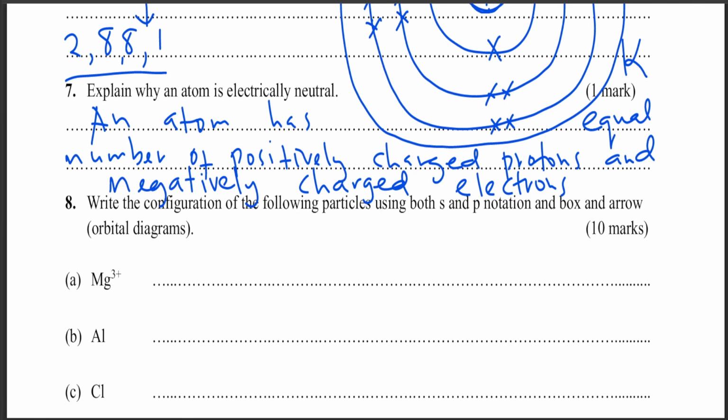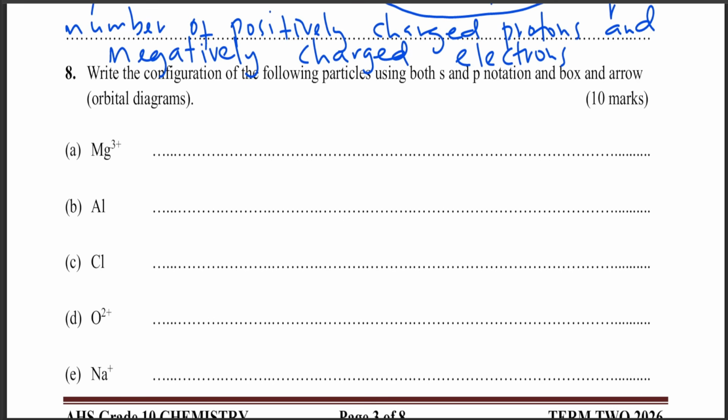Now, question 8. Write the configuration of the following particles using both S and P notation, and box and arrow. That is, they want the orbital diagrams. So now magnesium, what is it? Sorry, magnesium is number 12, meaning 12 protons, 12 electrons. But magnesium 3 plus doesn't have 12 electrons, though the protons would be the same because they don't change.